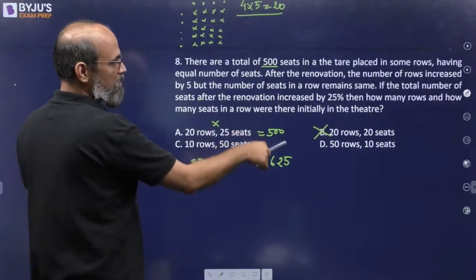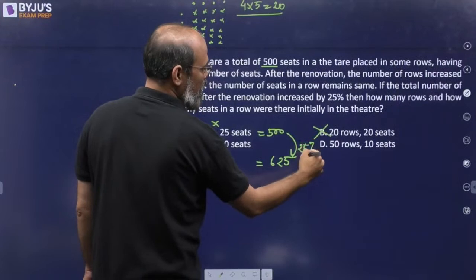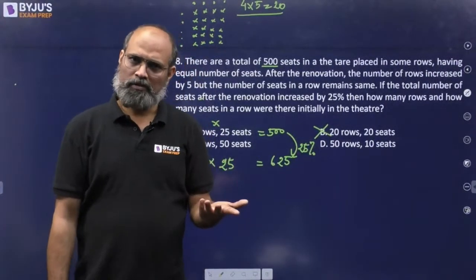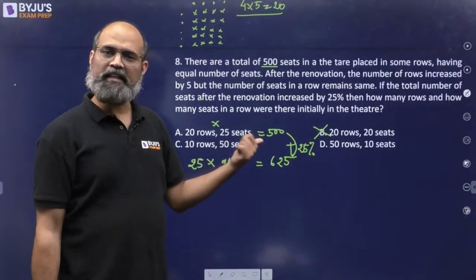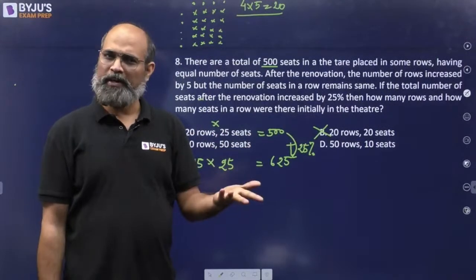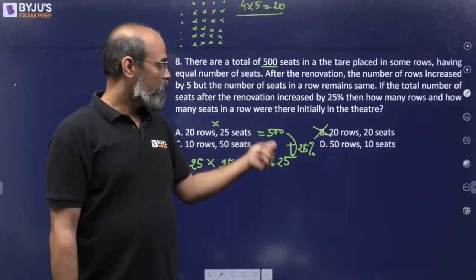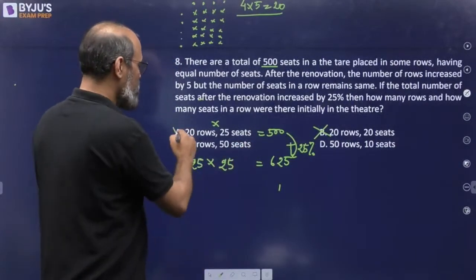If the total number of seats increased by 25%, क्या ये 25% से बढ़ा? 500 का 25% means 1/4, right? So क्या ये 25% का increase है? 1/4 of 500 is 125. 500 plus 125 is 625. Yes, ये total overall 25% से बढ़ रहा है. So A becomes your answer.